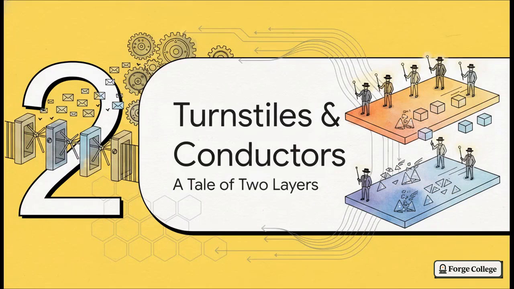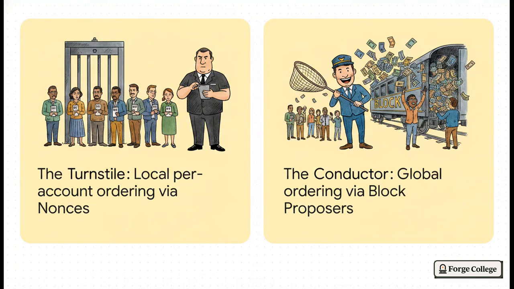Moving right along to Section 2. Turnstiles and conductors, a tale of two layers. To really demystify how Ethereum handles two entirely different layers of transaction ordering at the exact same time, we need to compare the turnstile with the conductor. The turnstile is your local per-account ordering. This is enforced entirely by those nonces we just talked about. It guarantees transactions from your specific account go in exact sequence.